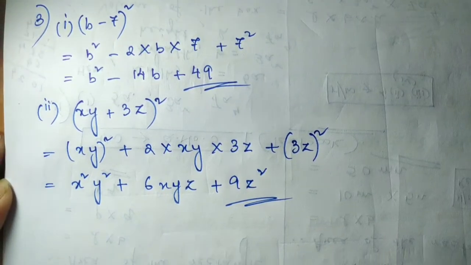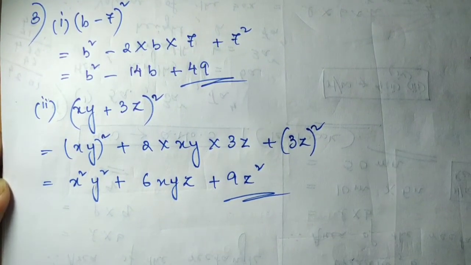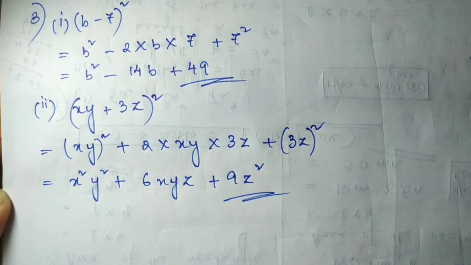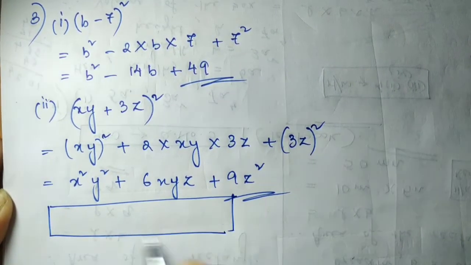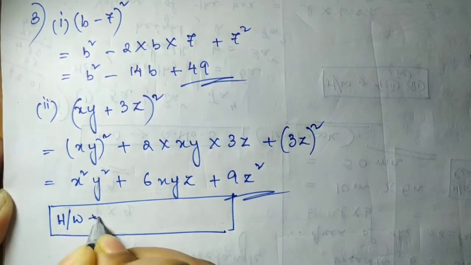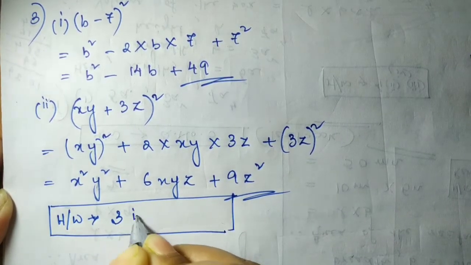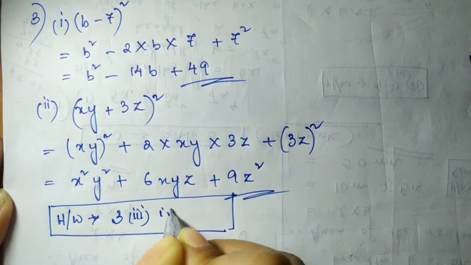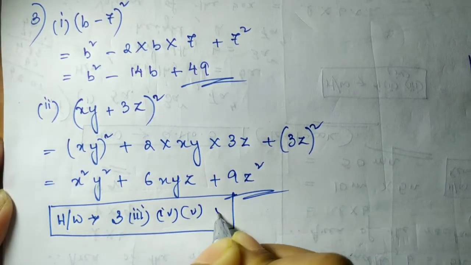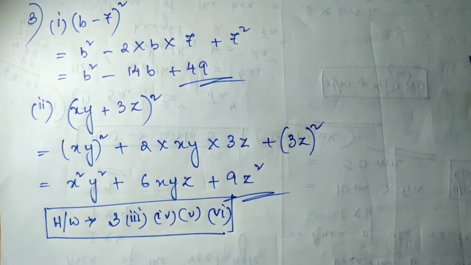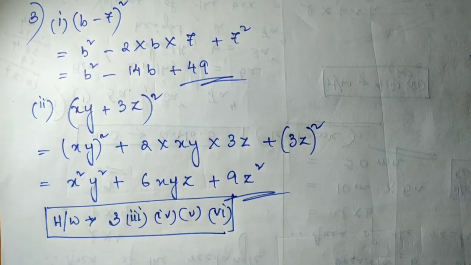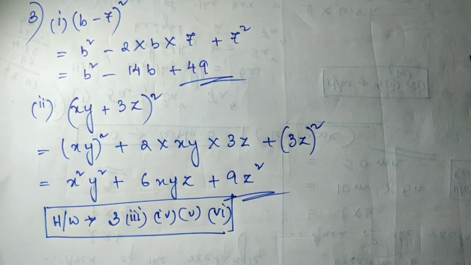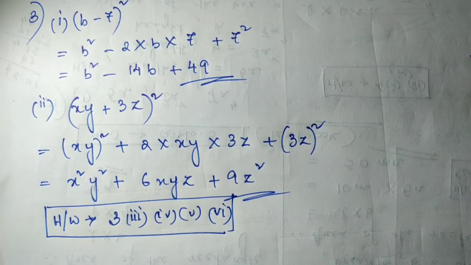So in this way you have to use the given identities, any of the identities, and find out the solution. So you can try the remaining sums as your homework from question number 3, 4, 5 and 6. Please do not worry, just use the suitable identity and do the calculation. Okay, now the next question is simplify, that is question number 4.